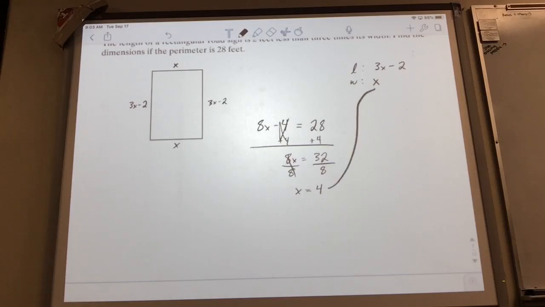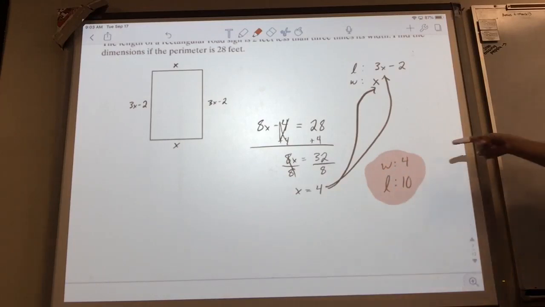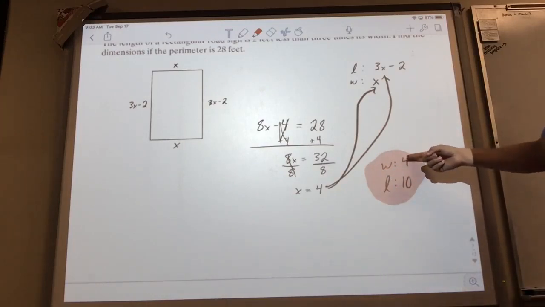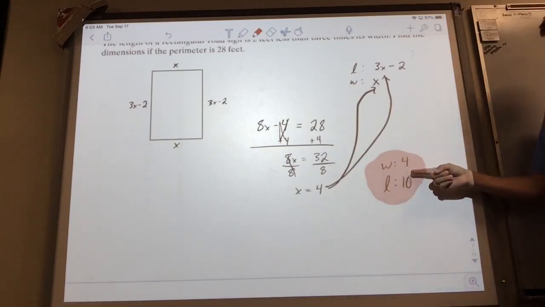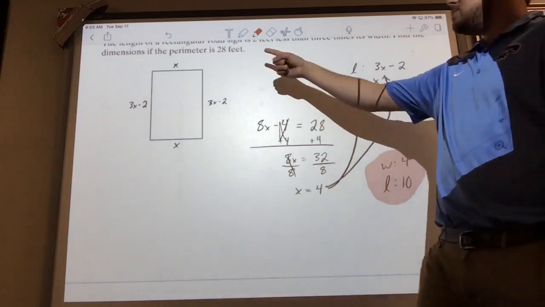So width is 4, but length is 4 times 3, which is 12 minus 2. Length is 10. Okay, we need to make sure it's logical. Width, length, there are 2 of each. So 2 4s, that's 8. 2 10s, that's 20. So 20 plus 8 is our 28.